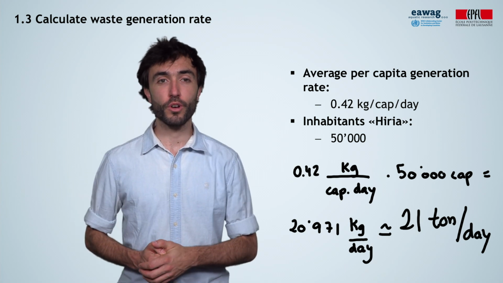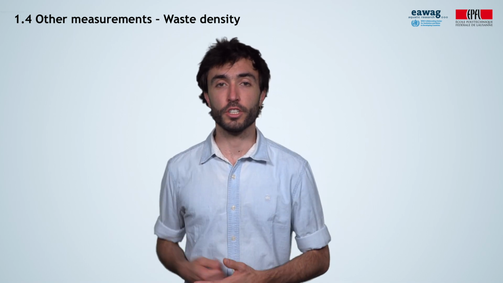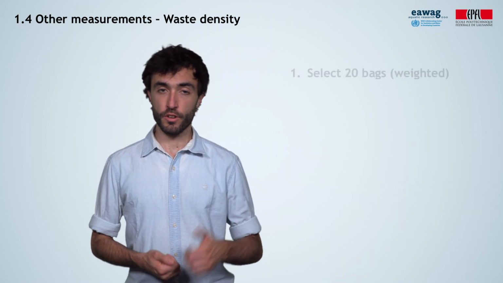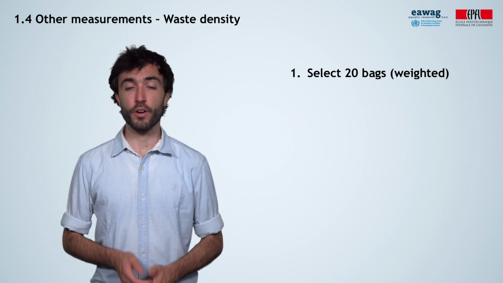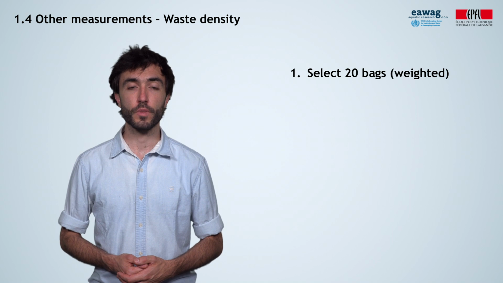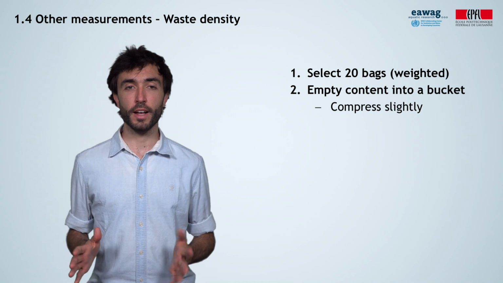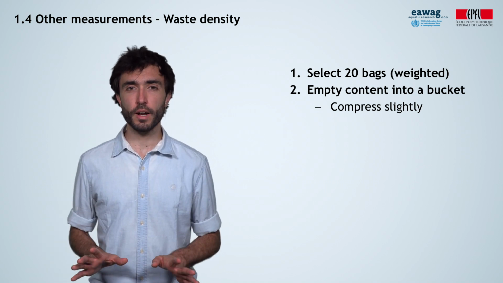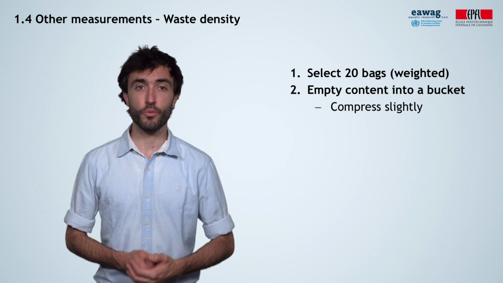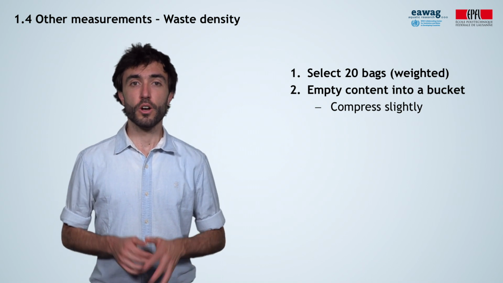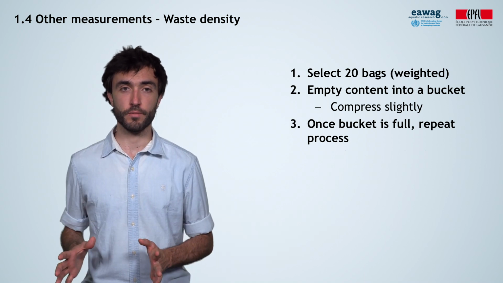Let's briefly now explain how to calculate the density. You can also calculate the density every day and calculate the weekly average later on. The steps to follow are: first, randomly select around 20 bags of the collected waste bags. Make sure you have recorded the weight of these bags in advance. One by one, open them and empty their contents into a bucket of known volume until this is full. When filling the bucket, slightly compress the waste, but don't compress it too much, otherwise you will increase its density considerably. Once the bucket is full, empty it and repeat the same process until all the bags have been emptied.